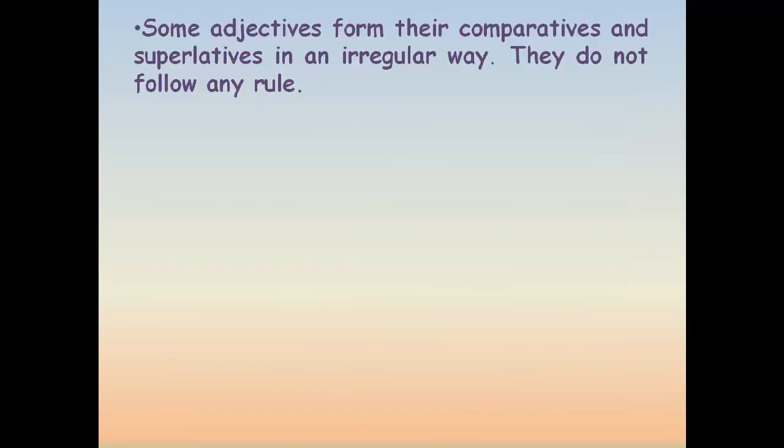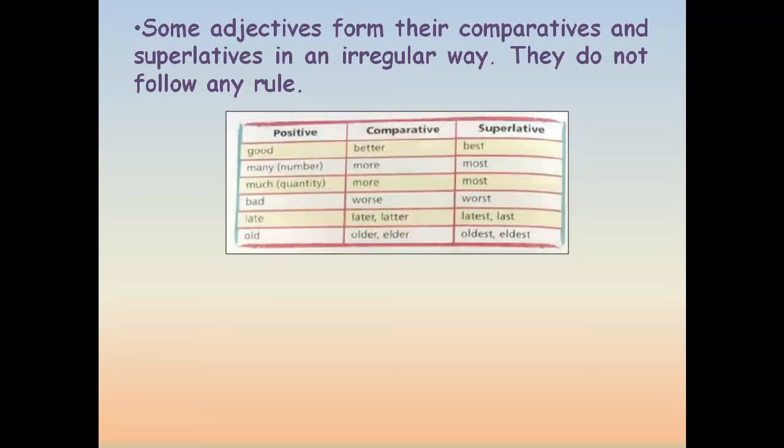Some adjectives form their comparatives and superlatives in an irregular way. They do not follow any rule. Now here we are going to talk about some adjectives which don't follow any rule at all. They completely change into different words when they are making their comparative or superlative degree. Let's look at these words. Some of this you already know.